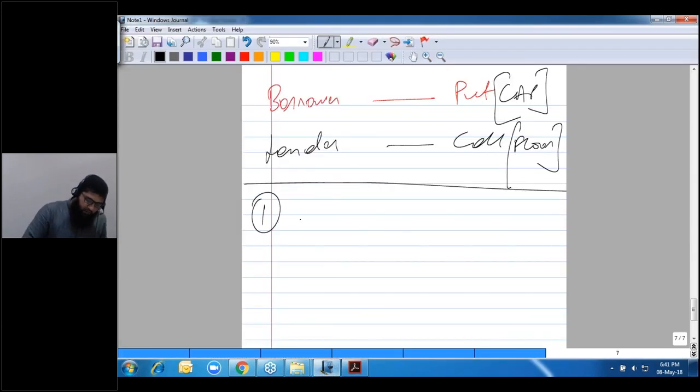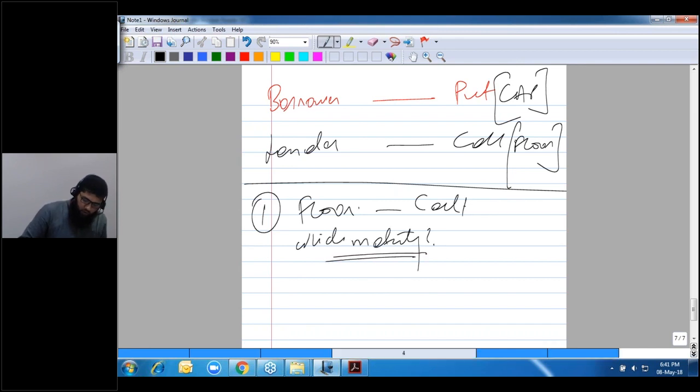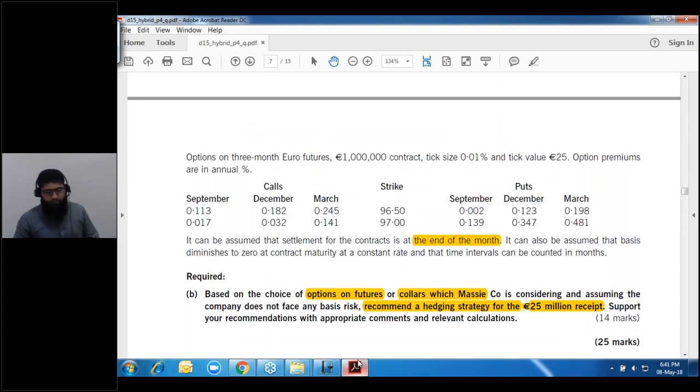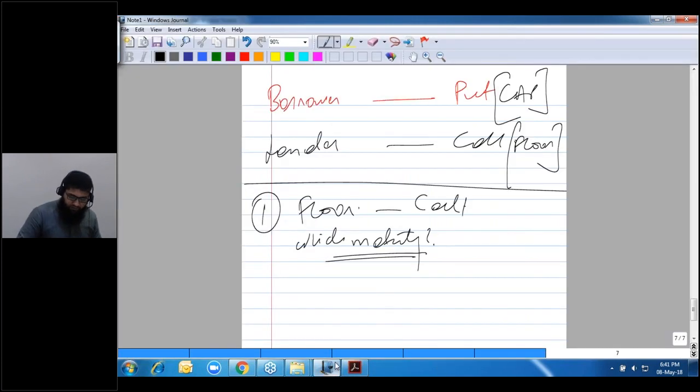So basically, number one is you need a floor, or you need a call option. The important thing is which maturity. Which maturity you need to understand is the same thing that we discussed in the interest rate future yesterday. And what did we discuss in the interest rate future?